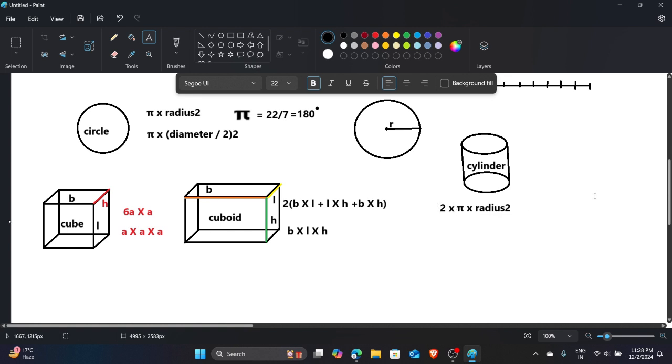Now we just have to take this area. Suppose you take this circle out and this circle out. Now what is this? Let me give you one example.